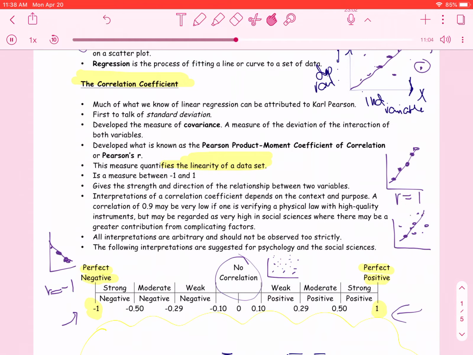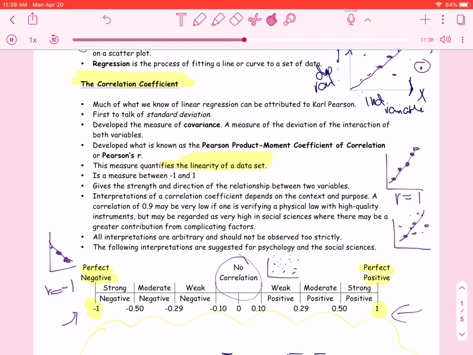Okay, so R is going to be equal to n, the number in the data set, multiplied by the sum of x times y, subtracted by the sum of x multiplied by the sum of y, and that's all divided by the square root. Within that square root, there are two parts: the first part deals with your x data, and then the part that deals with your y data.